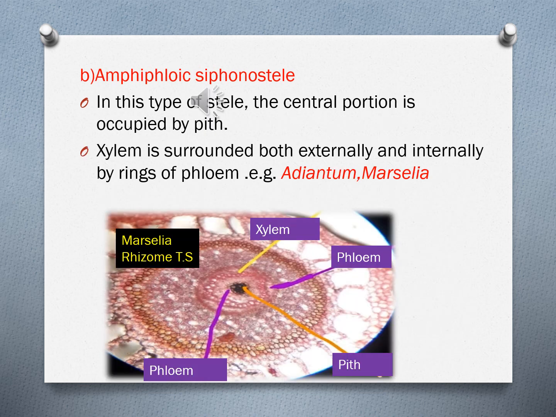The second type of stele is amphiphloic stele. Amphi means on both sides of xylem, phloem is present. And it is a siphonostele, meaning that the central portion is occupied by pith. In this picture of Marsilea rhizome, we can clearly see that the central portion is occupied by pith. Pith is followed by phloem, and phloem is followed by xylem. The xylem is in turn followed by phloem. That is, on both sides of xylem, phloem is present and the central portion is occupied by pith. This type of vascular bundle is known as amphiphloic siphonostele and is seen in Adiantum and Marsilea.